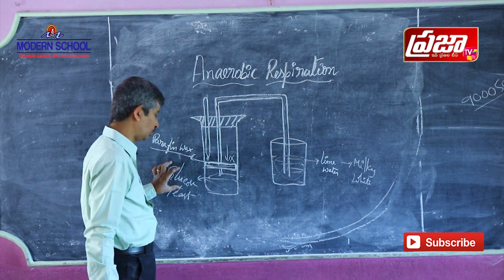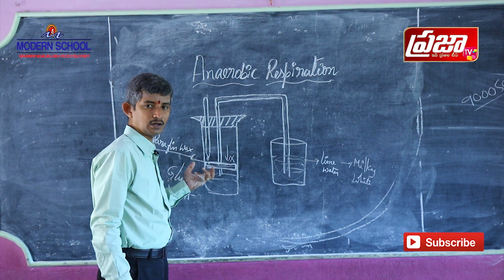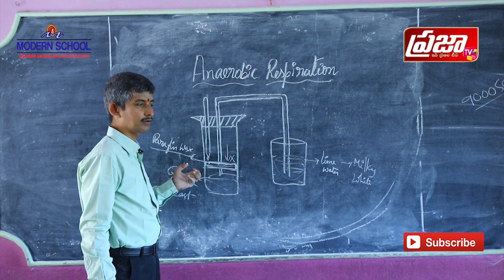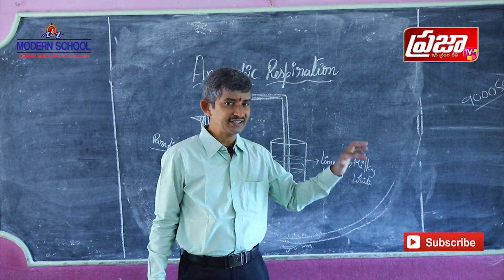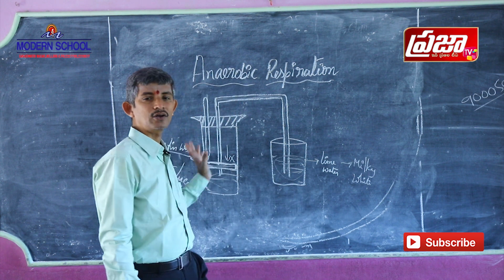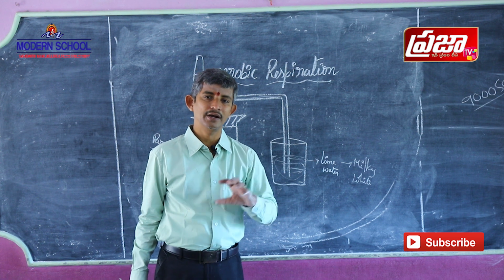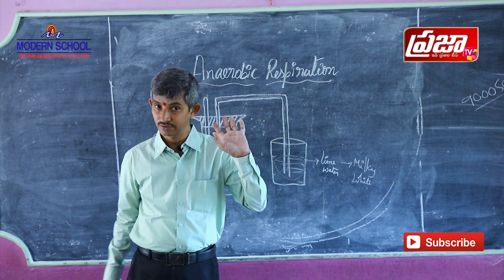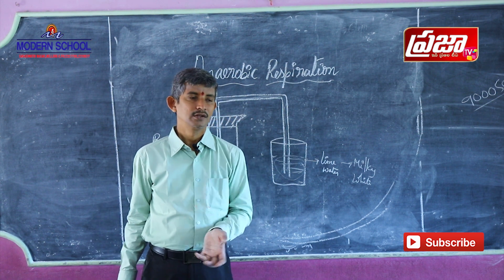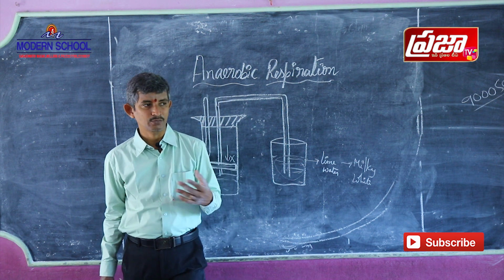Then what happens to the glucose? Glucose is converted into ethyl alcohol. Before, we gave an example for lactic acid; this is an example for ethyl alcohol. So this is the way anaerobic respiration goes on in organisms. They can ask some good questions.